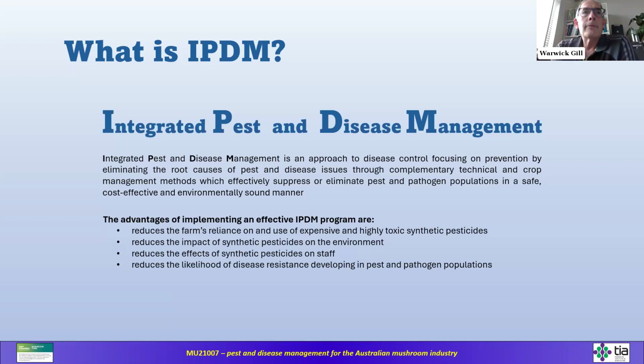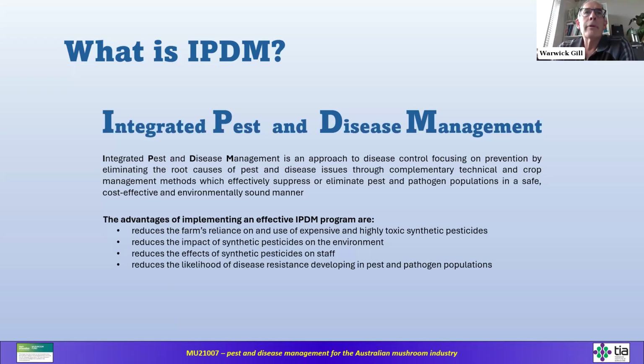It also reduces the impact of synthetic pesticides on the environment. So, for example, fipronil we know can be used on farm, but there is an issue with bees. And in fact, fipronil is under review at the moment by the APVMA. So an effective IPDM program also reduces the effects of synthetic pesticides on staff. So wherever you have a nasty chemical, a toxic pesticide, staff contact is always going to be an issue. And IPDM programs are likely to reduce the chance of resistance developing in the pathogens.